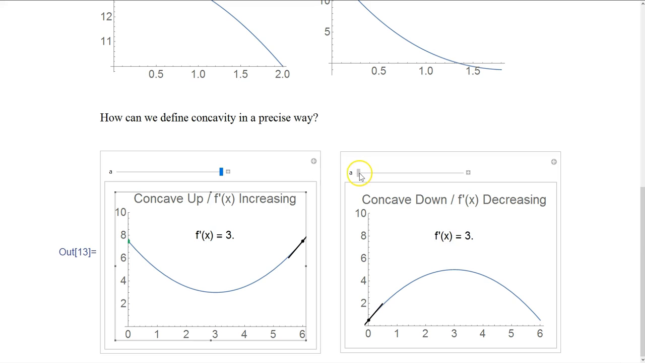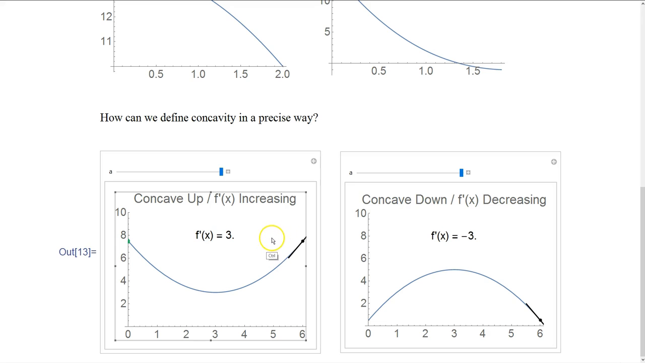So our derivative starts at +3 now. It decreases to 0, and then it continues to decrease as we move along the curve. It's decreasing to -3 over here. So we see that our derivative is decreasing, and that seems to distinguish it from a concave up graph. And that is exactly what it's doing, and that's what we use for our definition for concave up and down.